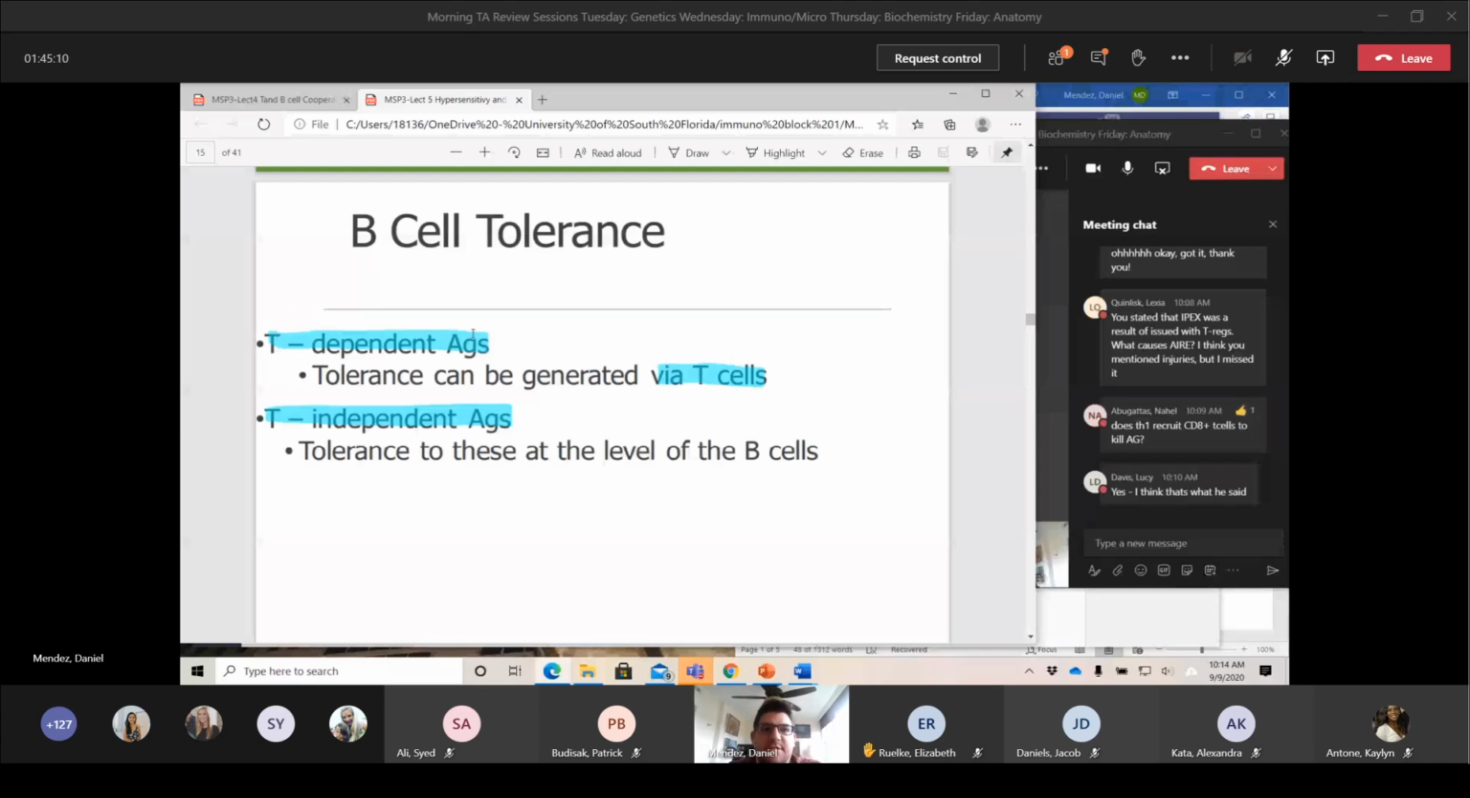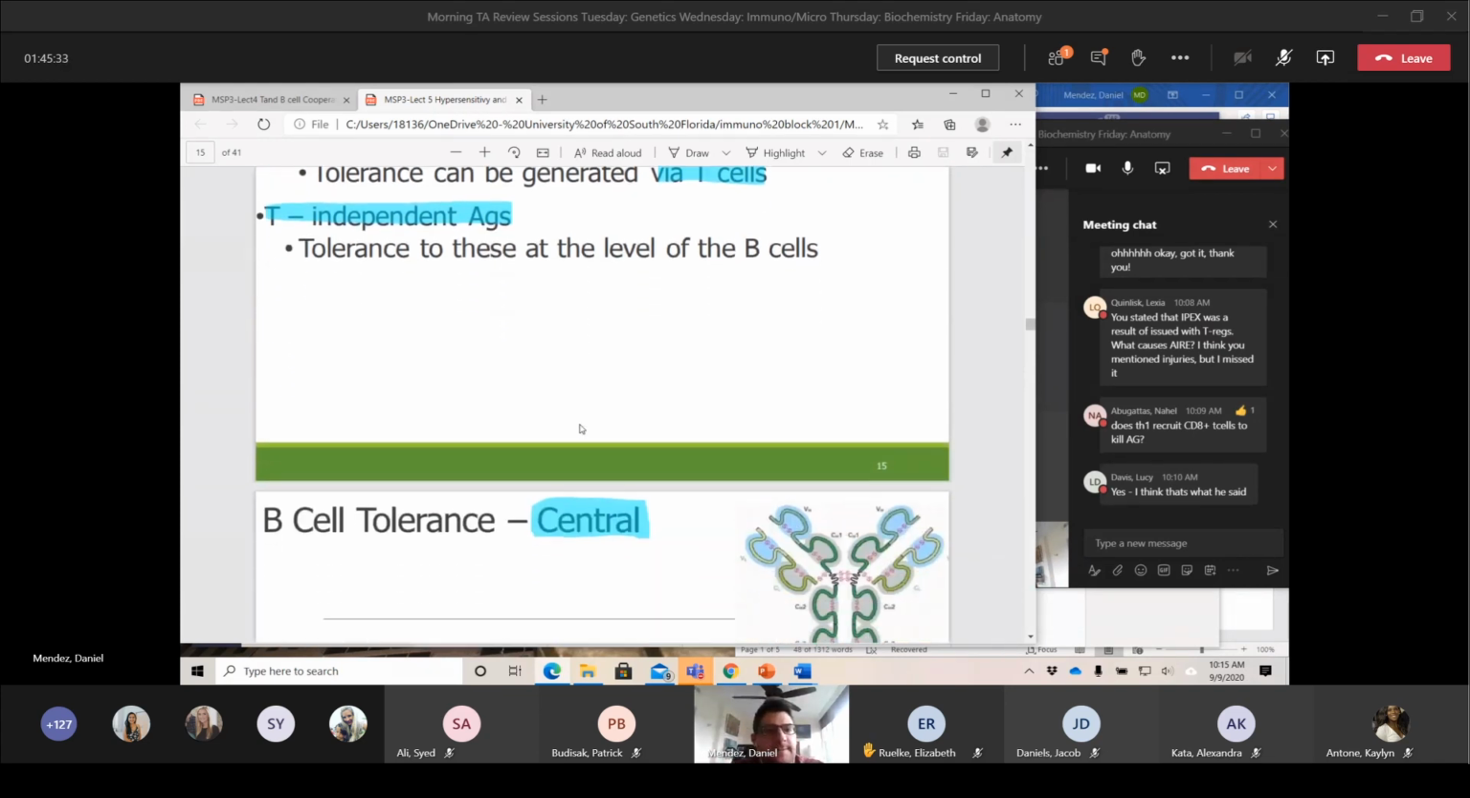T-dependent gives us Ig class switching. T-independent, we only get IgM. Make sure you remember those. You should be able to rattle those off. I can do it because I've done this. You guys, if you can't do it yet, get to that point where you're either talking with someone or using a whiteboard like I suggested and just writing this stuff down and regurgitating all of this information and making sure it's all correct.